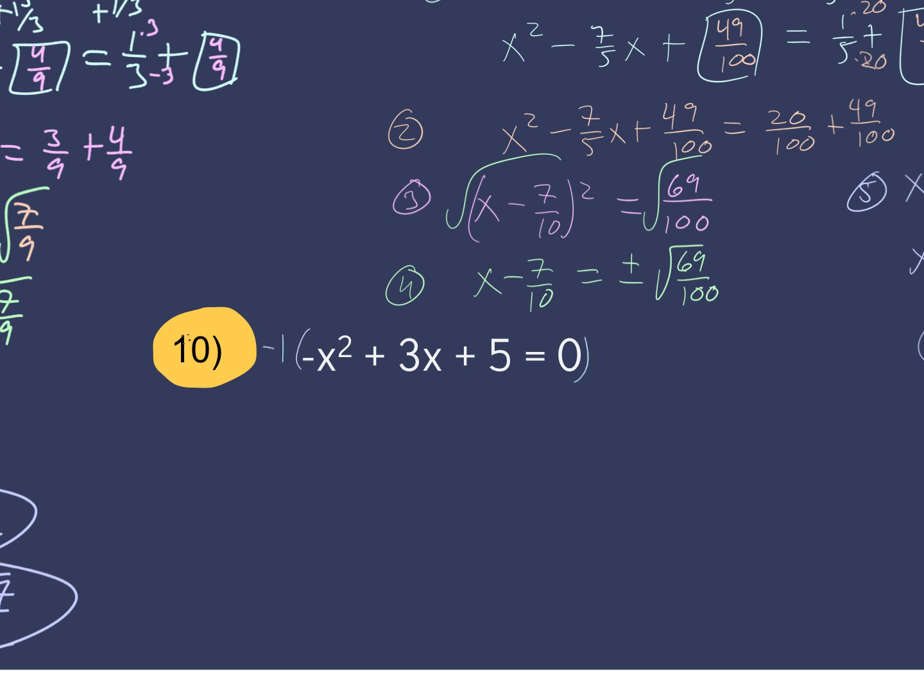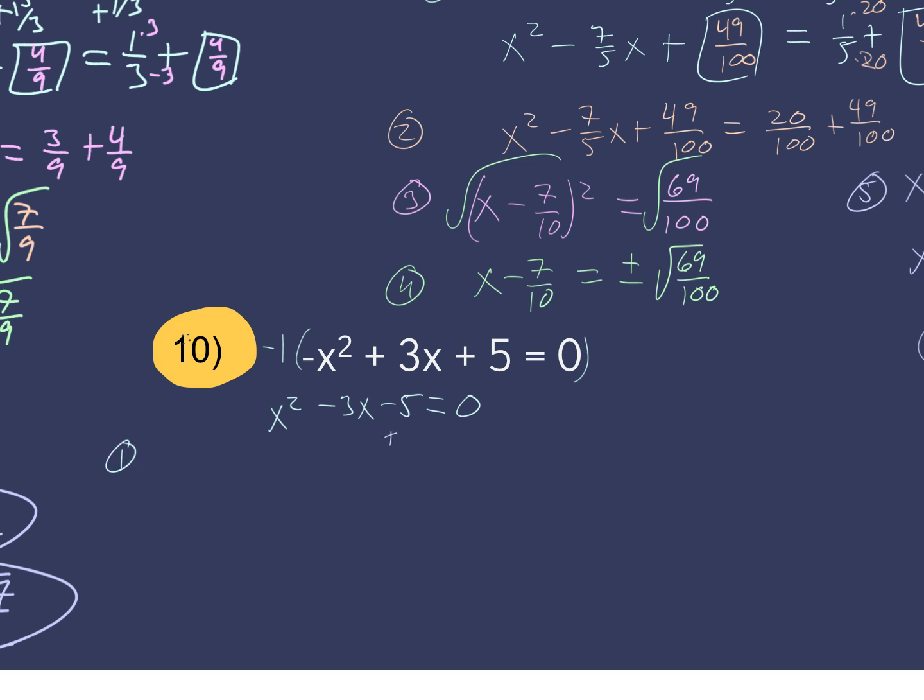Let's multiply this entire equation by -1. And that's just going to change the sign of everything, right? So we get x squared minus 3x minus 5 equals 0 times -1 is, again, just 0. All right, and now let's go through our steps as always.